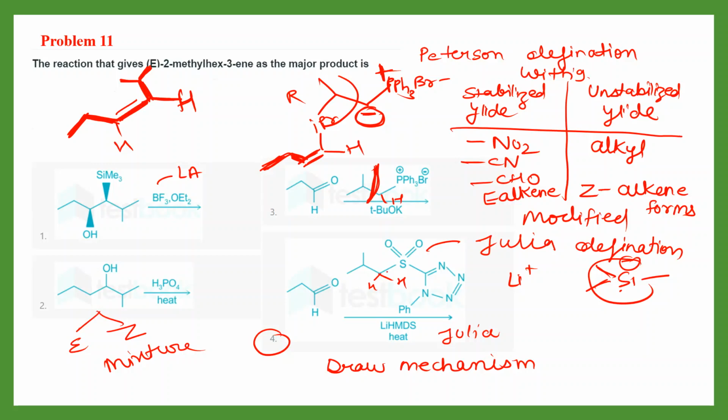On abstracting this proton, just attack on this aldehyde and try to form product. Okay. Let me tell you, in Julia olefination also you will get your alkene only, but just draw the mechanism until that class. Okay, I have given you a hint. You just have to abstract proton from here and attack on that carbonyl. Correct?